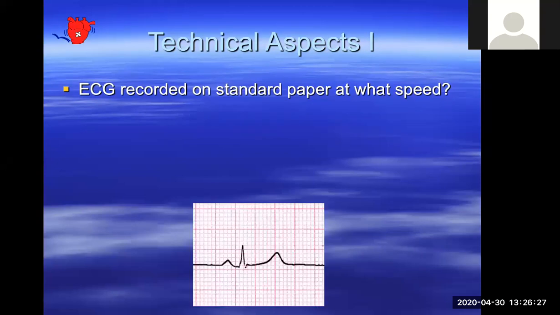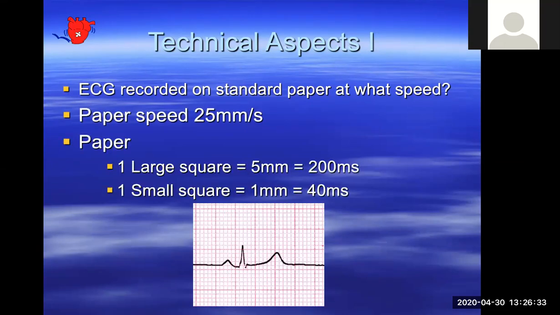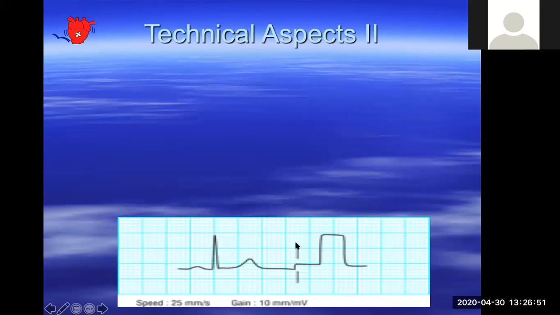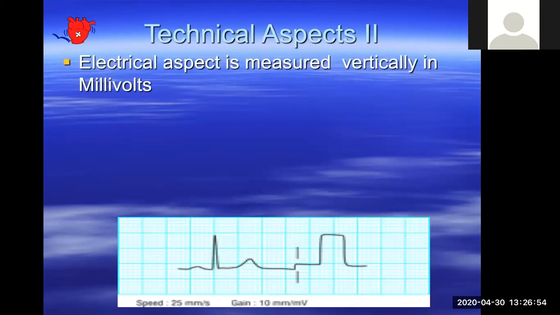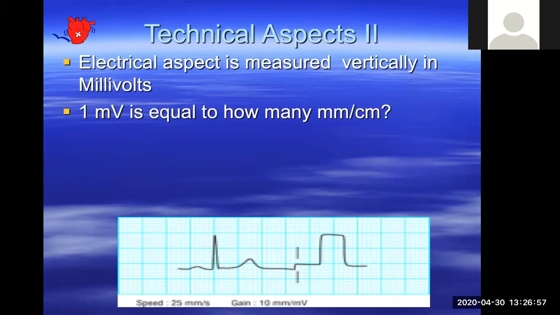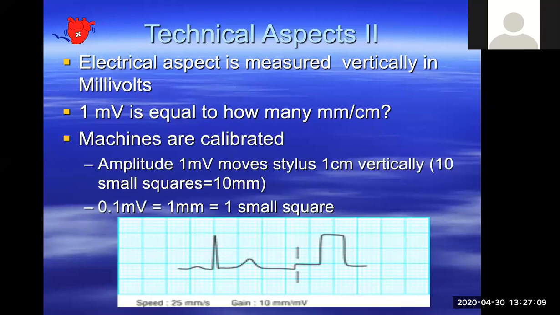So we said it's important to look at the calibration of your paper. The paper should run at 25 millimeters per second, which means that one millimeter is 40 milliseconds. So this very tiny square, 1 millimeter, is 40 milliseconds, while five of them, which is one big square, is 200 milliseconds. And five of these big ones will be 1 second. Then the voltage is calibrated so that 1 millivolt is 1 centimeter, which is two of these big squares. So each of these tiny squares is 0.1 millivolt. The big square is 0.5 millivolt.